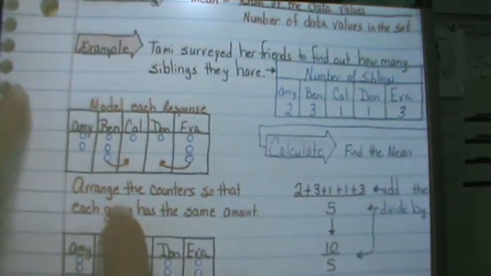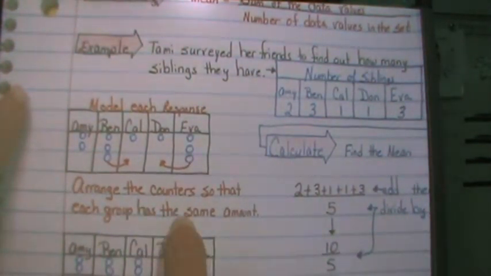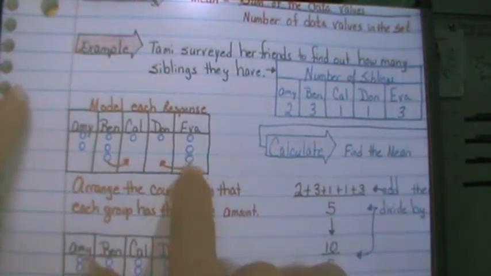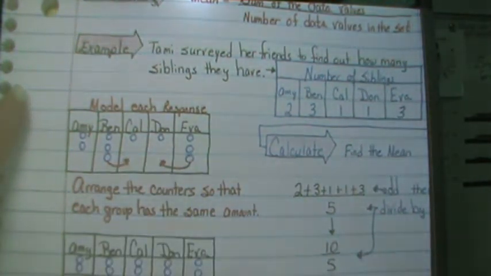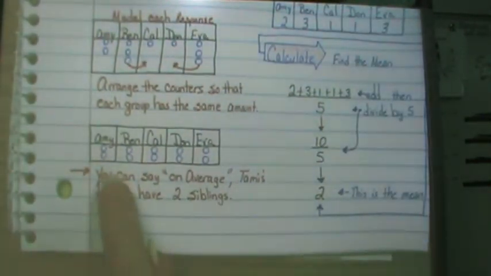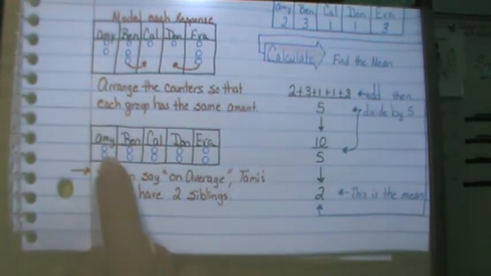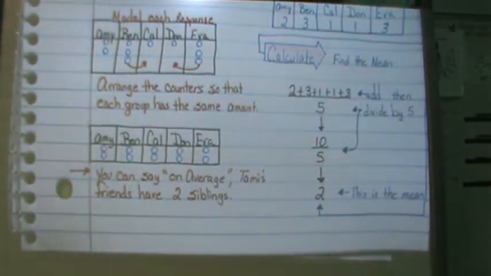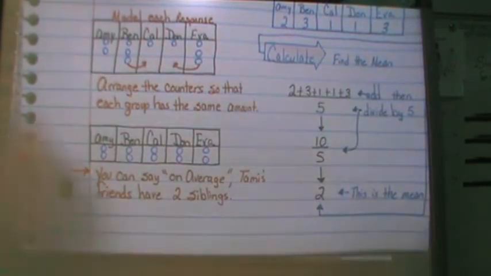And then she arranged the counters so that each group had the same amount. That means she's moving this counter over here and moving this counter over here. So she drew another model that represented that movement. Now Amy has 2, Ben has 2, Cal has 2, Dawn has 2, and Ava has 2. So Tammy can officially say that on average, her friends have 2 siblings.